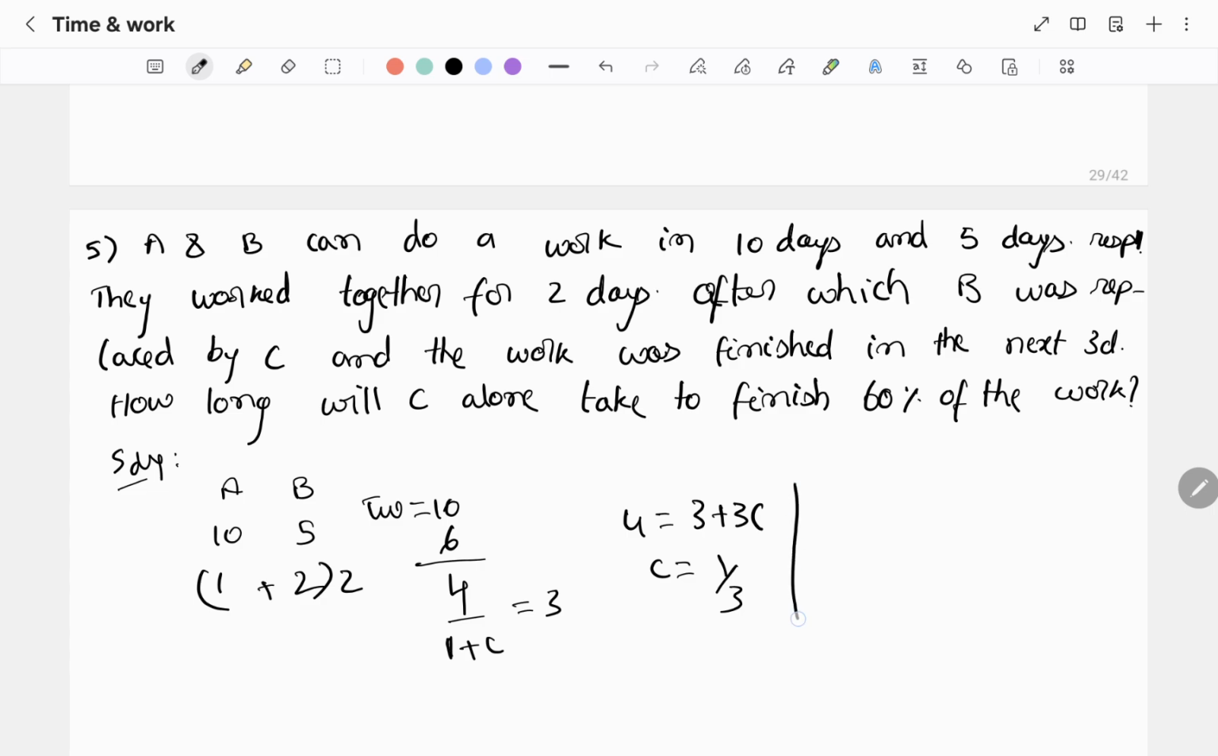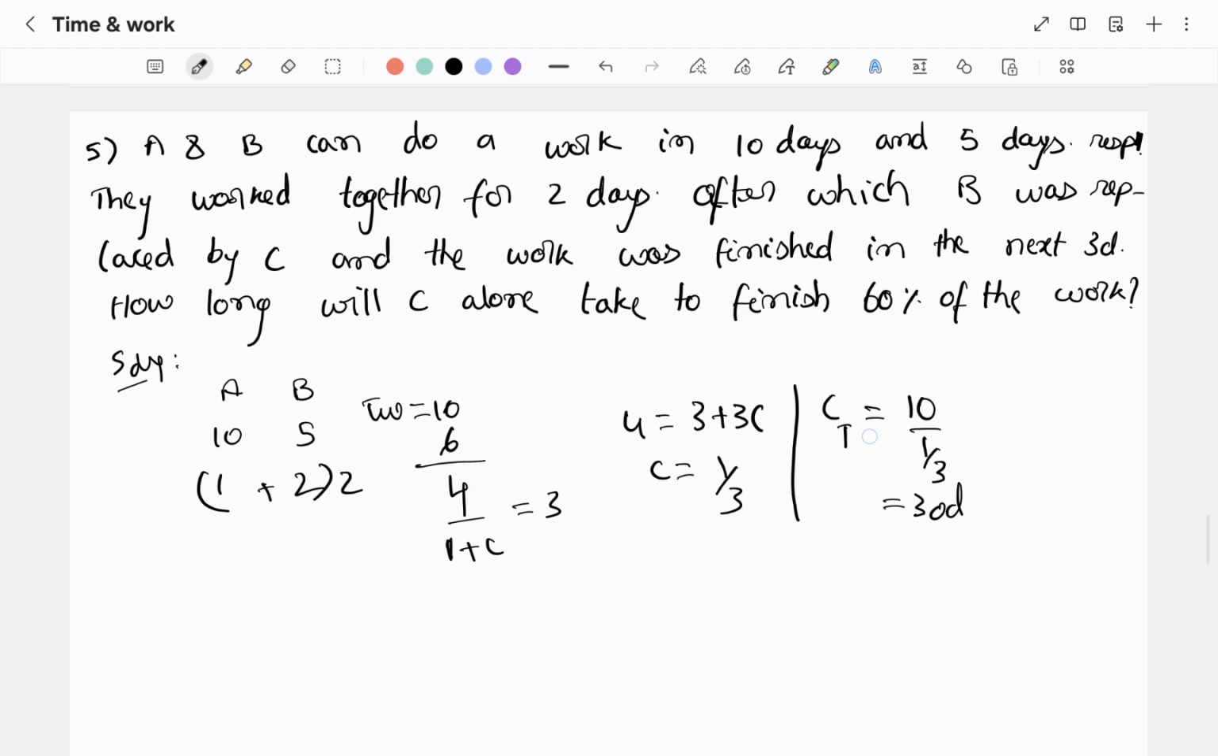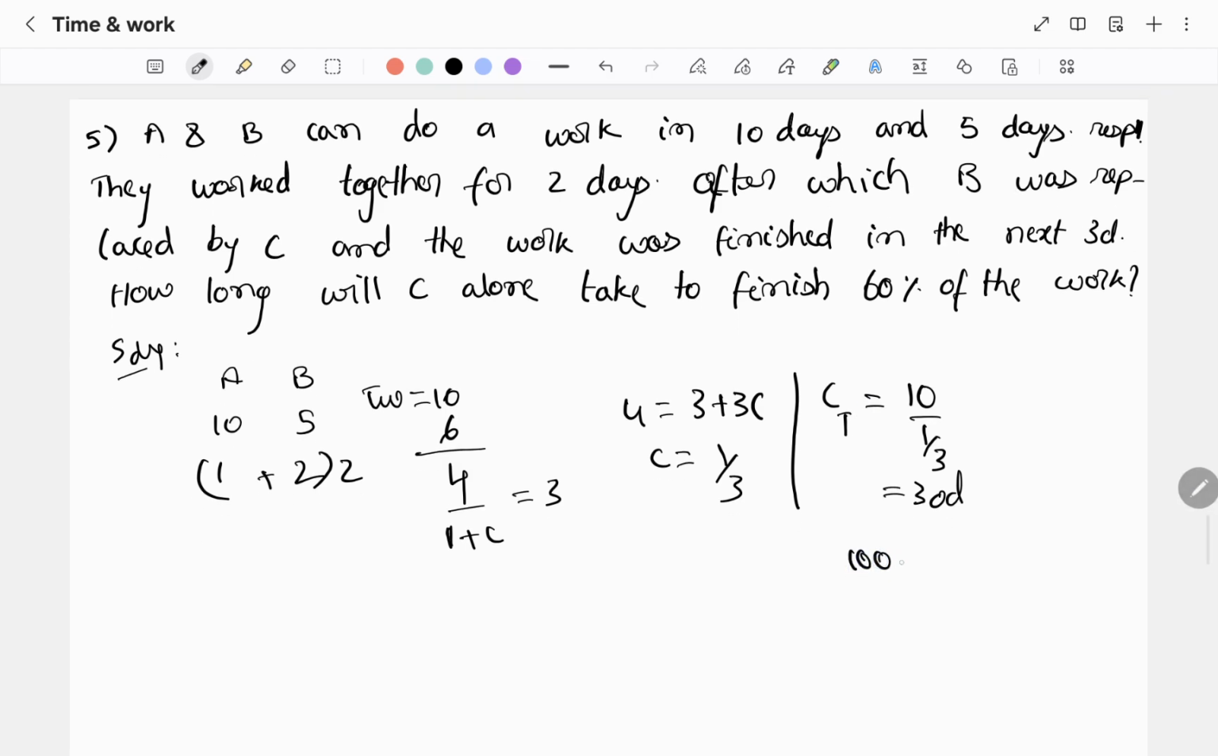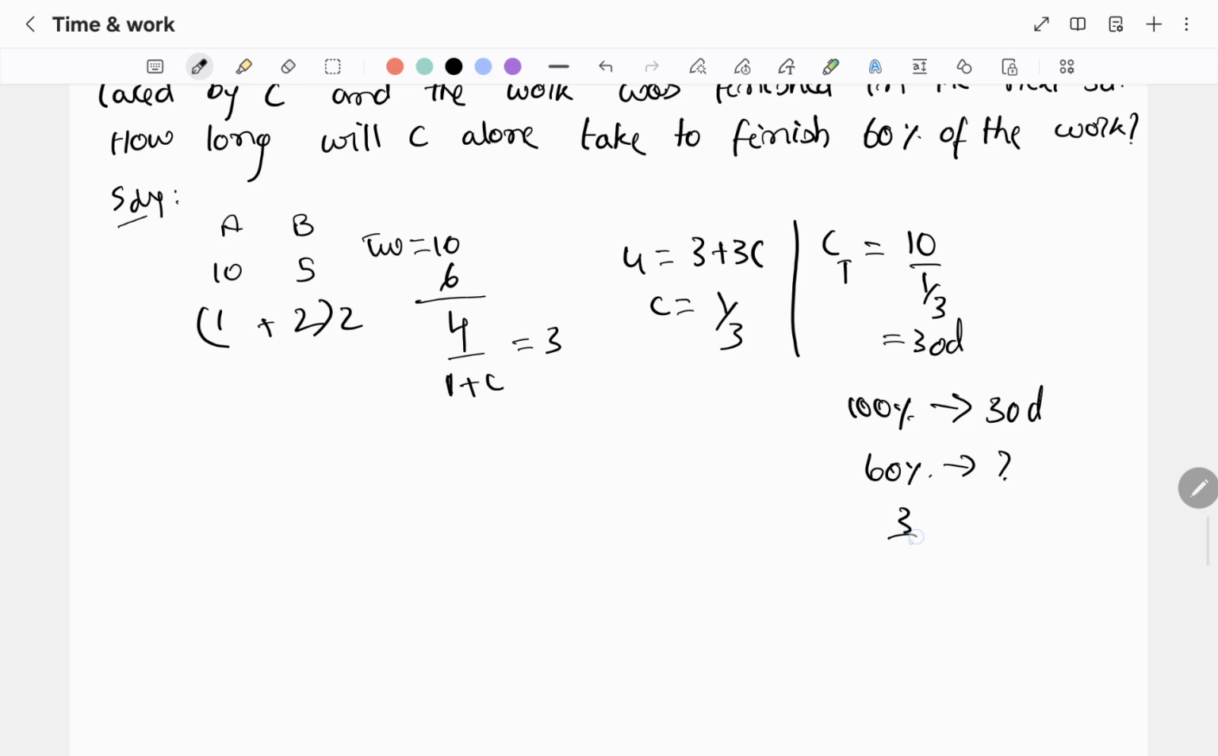Total work parts are 10. So time of C is equal to work by efficiency, 10 divided by 1 by 3, which is 30 days. So C can complete the work in 30 days. But they are asking how long C alone will take to finish 60% of the work. If C completes 100% of the work in 30 days, then 60% means 60 by 100, which is 3 by 5. 3 by 5 into 30 will become 18 days.